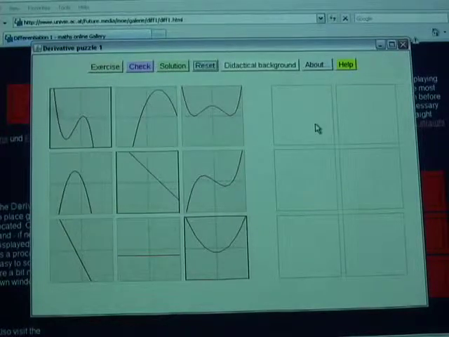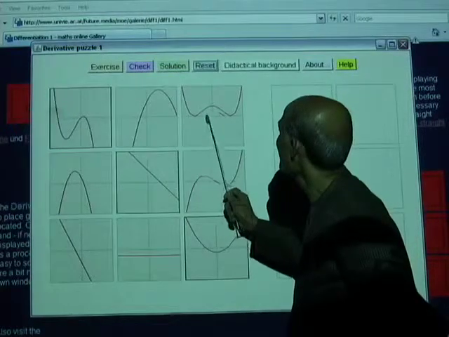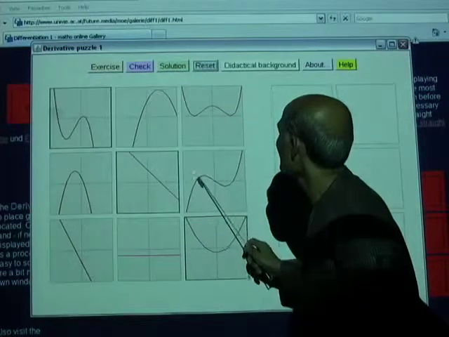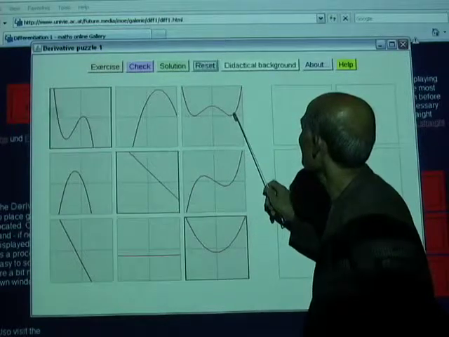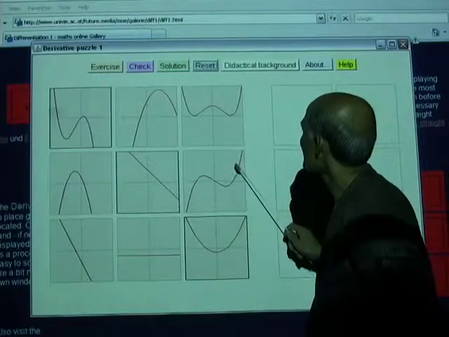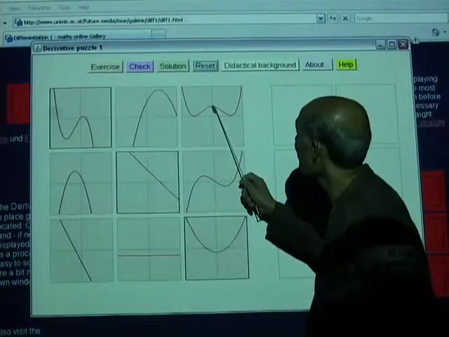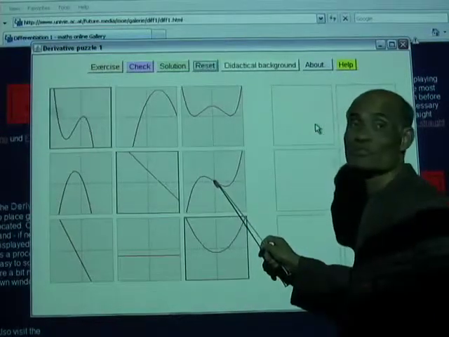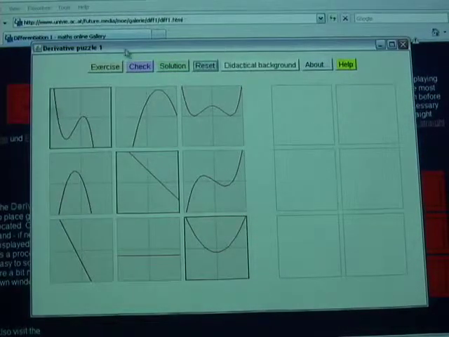Let's argue it out. If this is the function, it has a minimum at x equal to -3, which means its derivative will cut the x-axis at x equal to -3. It has a minimum at x equal to 3. Its derivative must cut the x-axis at x equal to 3. There you go. It has a maximum at x equal to 0. That means the derivative of this function must pass through the origin. Look at that. That means all this, I think, is correct. Let's check it. Oh well, it says all correct.